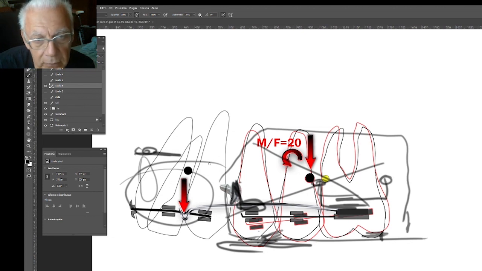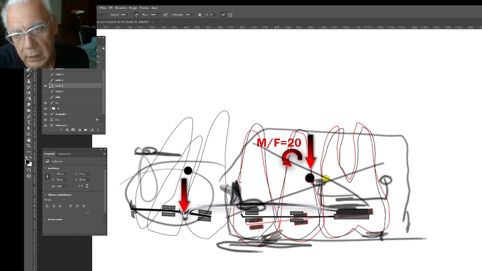But to use a TAD here to make a segmental intrusion when you have bonded the posterior teeth, for me, it's really useless. I mean, it's not necessary.